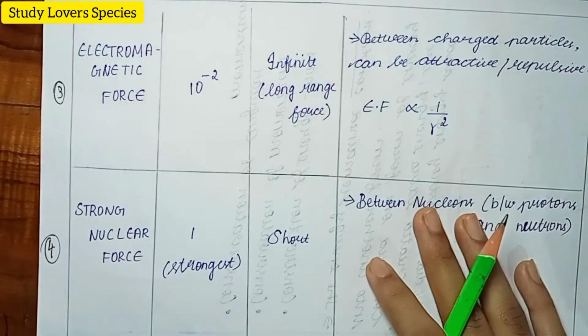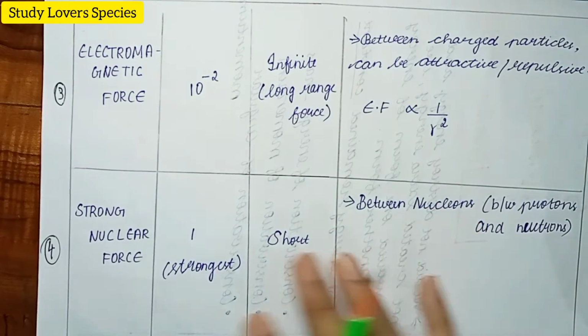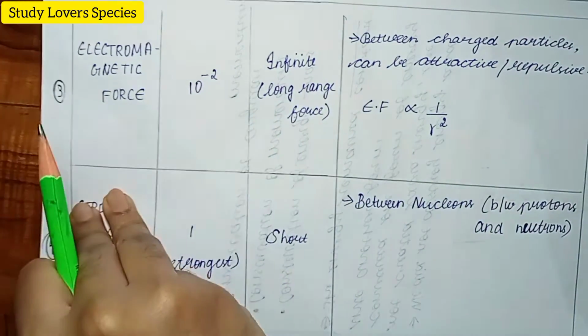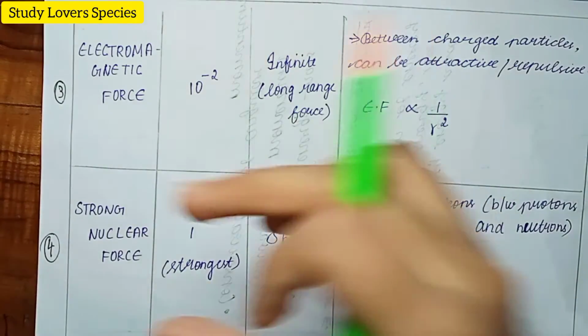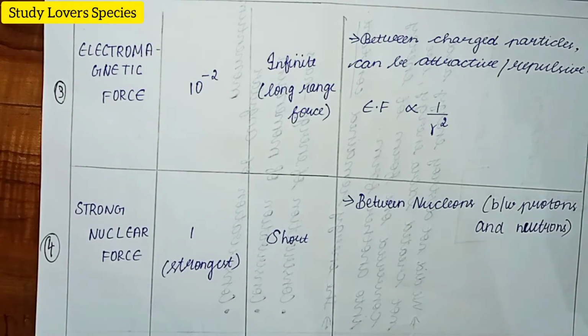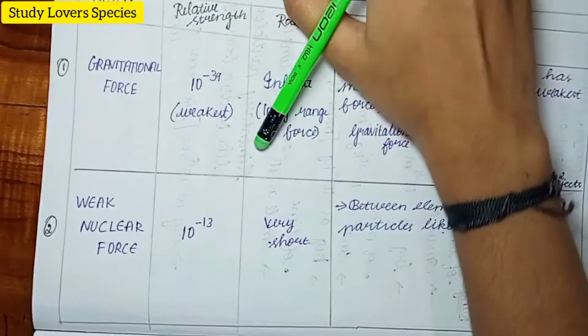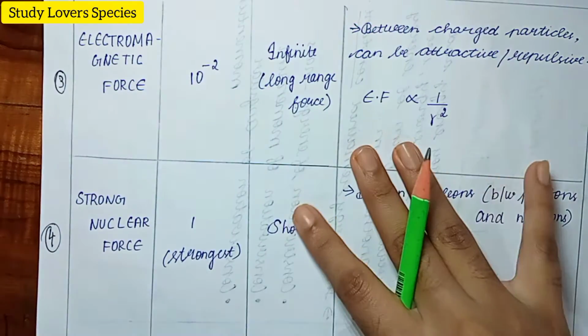Next we have the strong nuclear force. Its relative strength is 1. Its range is very short. This strong nuclear force acts between nucleons, that is, between protons and neutrons. This is all about the fundamental forces of nature. We have learned about gravitational force, weak nuclear force, electromagnetic force, and strong nuclear force.